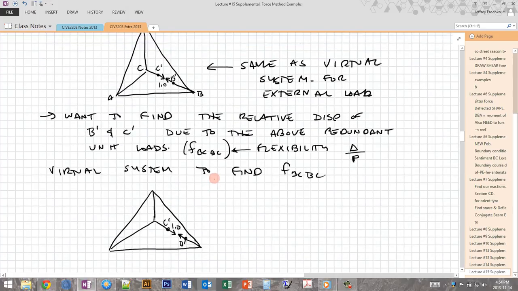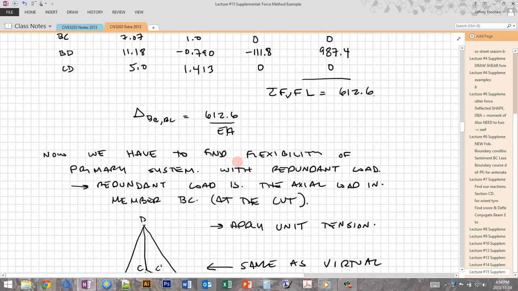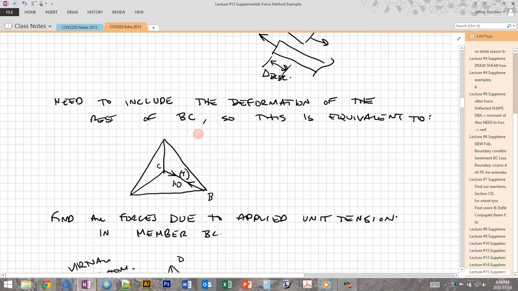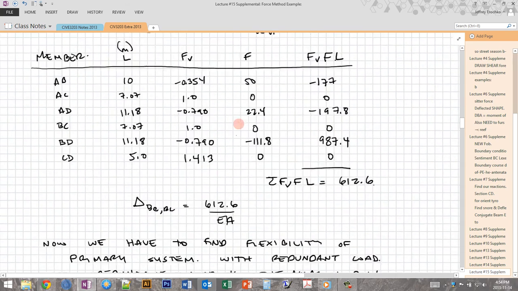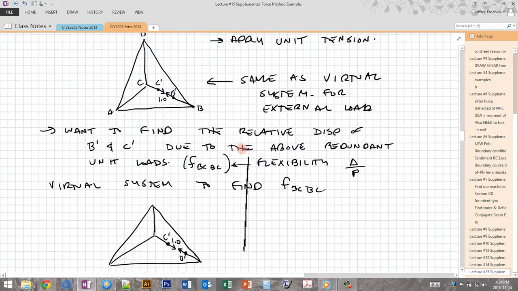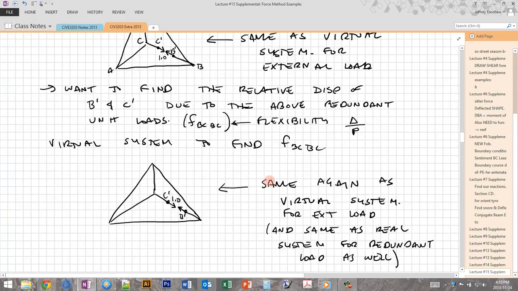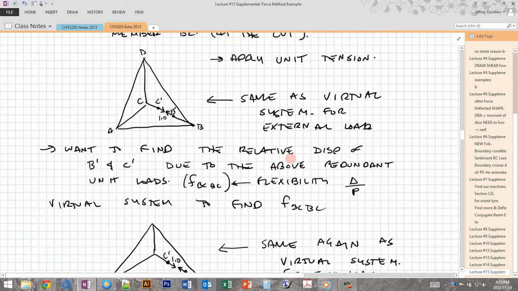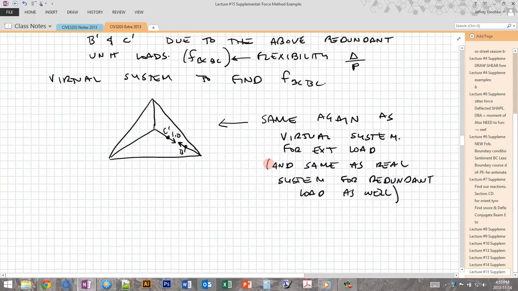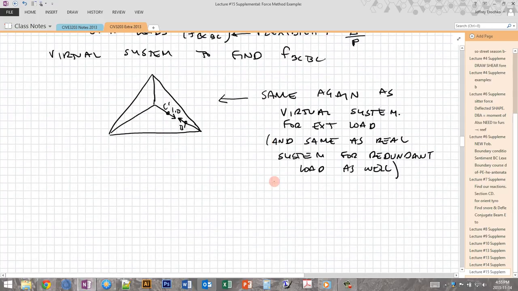And this again happens to be the same as the virtual system for the external load, which was up here, right here. So for both the real system and the virtual system, for determining the effect of the redundant, we're using the same system as we did for the virtual system for when we wanted to find the effect of the external load. So this is very convenient because it saves us a lot of work. So we don't have to do any more truss analysis from here on. We've already done the appropriate truss analysis. So this is the same as the virtual system for the external load and the same as the real system for the redundant load, which is this one here. So they're all the same. So this is going to make things very easy.